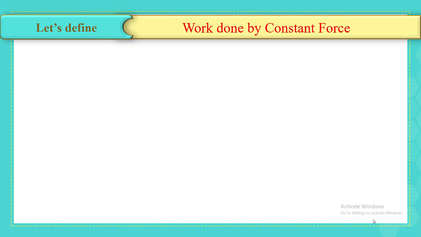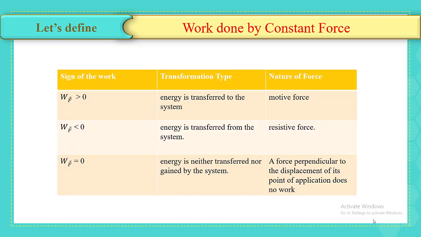The work of a force is an algebraic value. That means it can be positive or negative depending on the nature of the force. If the force is motive, that means in the direction of the displacement, then its work is greater than zero and the system gains energy. If the force is resistive, that means it is directed opposite to the direction of the motion, then the work done by this force is negative and the system loses energy. And if the force is perpendicular to the direction of the displacement, then the work of this force is equal to zero and the system doesn't gain or lose energy.